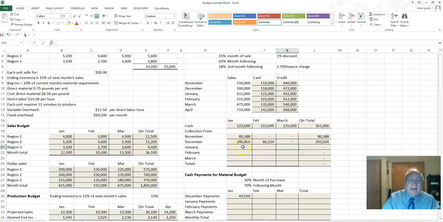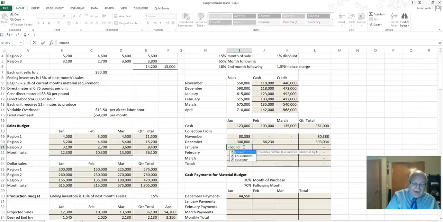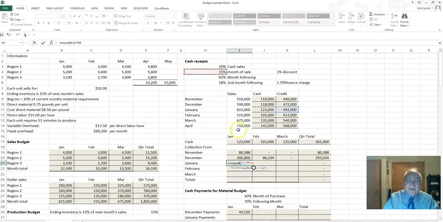Okay. January sales equal the round. Look at January is 492 times our percentage of 15% times, I'll do it this way this time, 1 minus 0.01, which is our discount. Like I said, from now on I'll use 0.99. So that's 73,062.